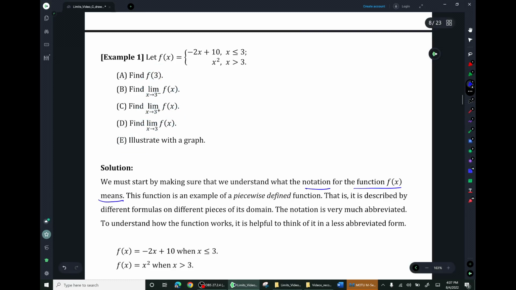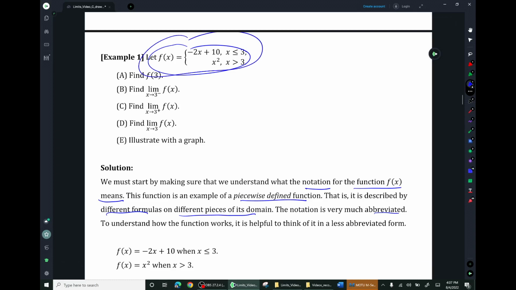Well, we need to start by making sure that we understand what the notation for function f of x really means. This function is an example of a piecewise-defined function. That is, the function is described by different formulas on different pieces of the domain. The notation is very much abbreviated. So to understand how the function works, it's often helpful to think of it in a less abbreviated form.